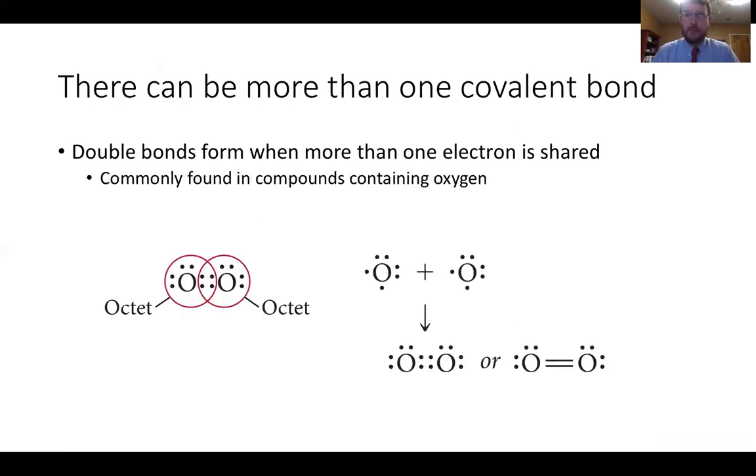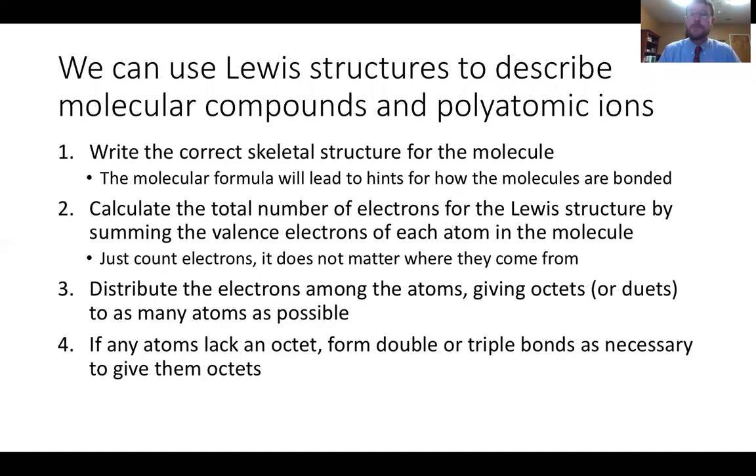Now, one of the things we talked about is that there can be more than one covalent bond. Double bonds form when more than one electron pair is shared. They're commonly found in compounds containing oxygen. This is a key, because oxygen has 6 and to form an octet they need 8, so there is an ability to gain 2 electrons to form that double bond. Now, if you're thinking, Dr. Bishop, how in the world am I supposed to know what forms a double bond and what doesn't? I'm glad you asked. We're going to talk about it.